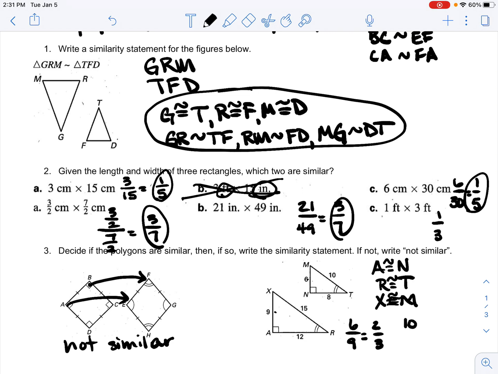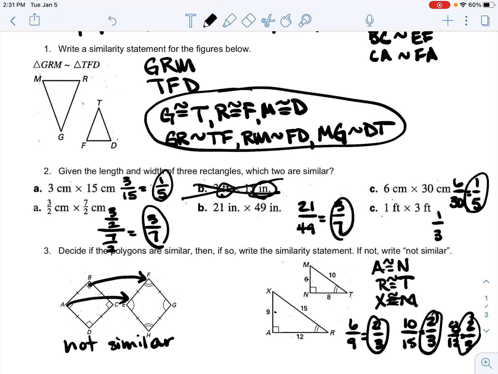We have 10/15, which reduces down to 2/3. And we have 8/12, which also reduces down to 2/3. Oh wait, look. That's our scale factor. But this is not our similarity statement.